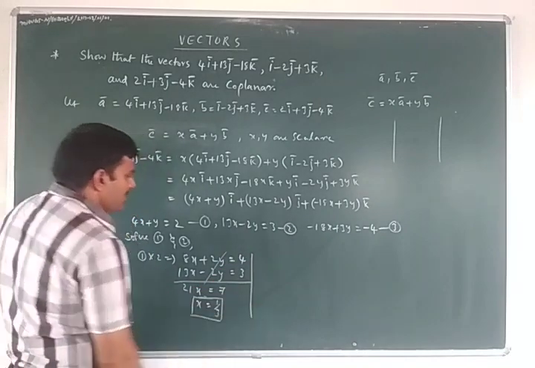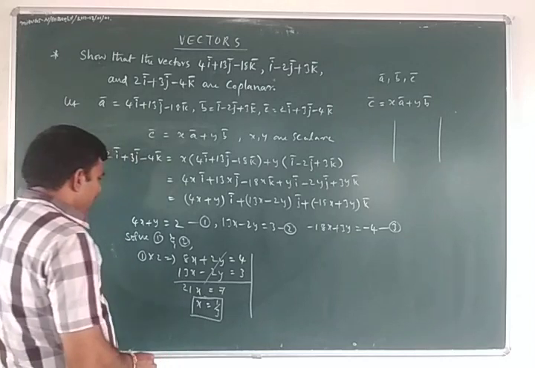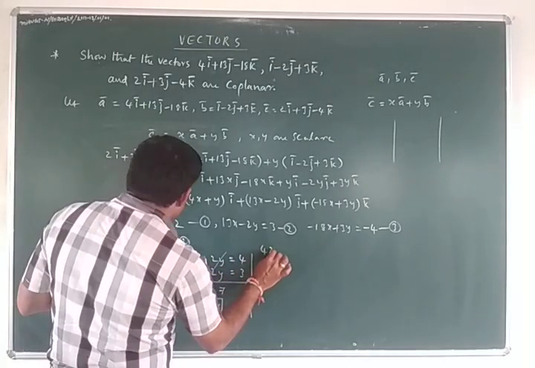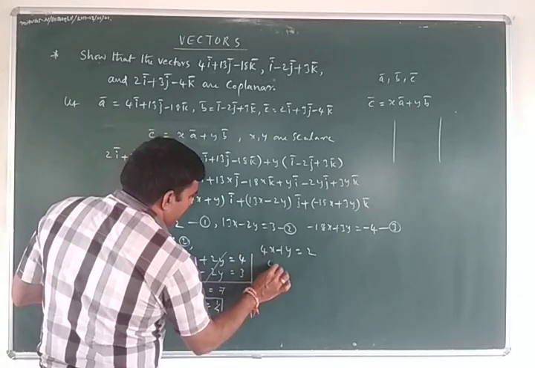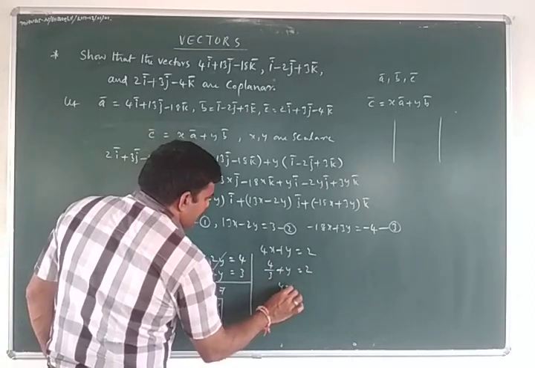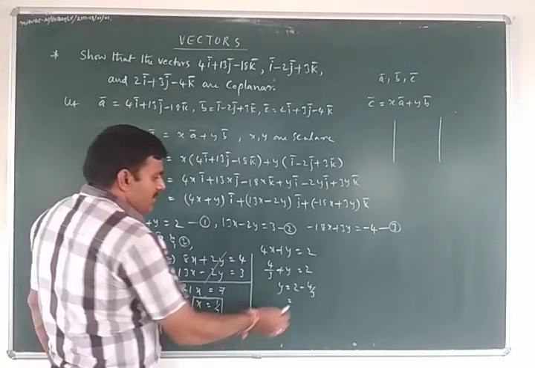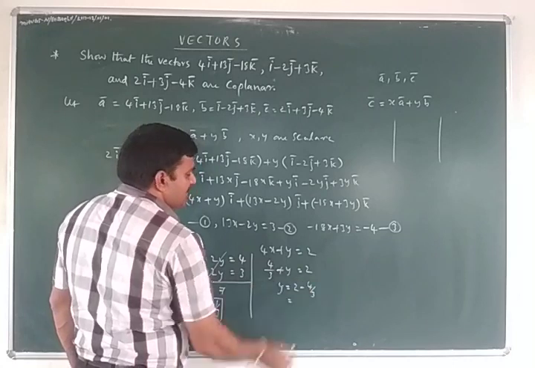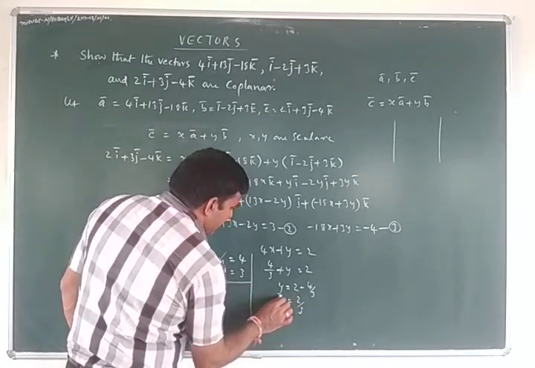Now substitute this x value in any one of the equations, so that we get the y value. So 4x plus y is equal to 2. Substitute here 4 by 3 plus y is equal to 2. y is equal to 2 minus 4 by 3, so this value is 6 minus 4, 2 by 3. So that is the y value.